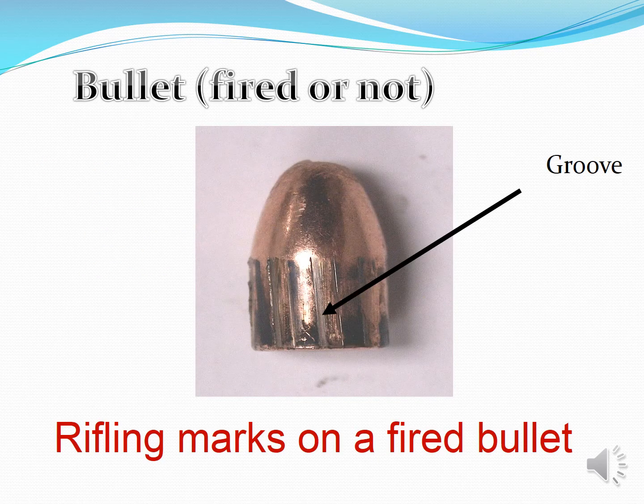How to comment on whether the bullet is fired or not? How to know if this bullet is fired or not? From rifling marks on the fired bullet. What is meant by rifling marks? The barrel has alternating ridges and grooves. This barrel pattern is called firing marks, rifling marks. Okay. Presence of these rifling marks means it is a fired bullet. If there are no marks, we will comment it is not fired. Okay.